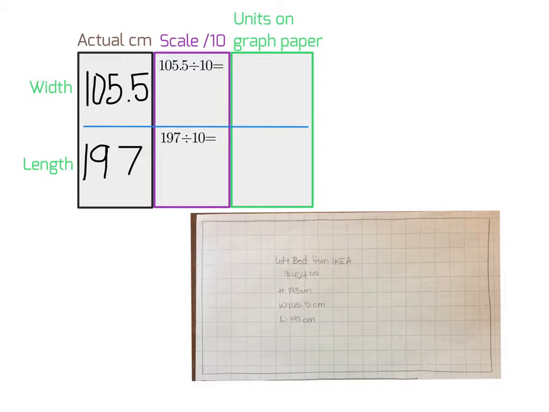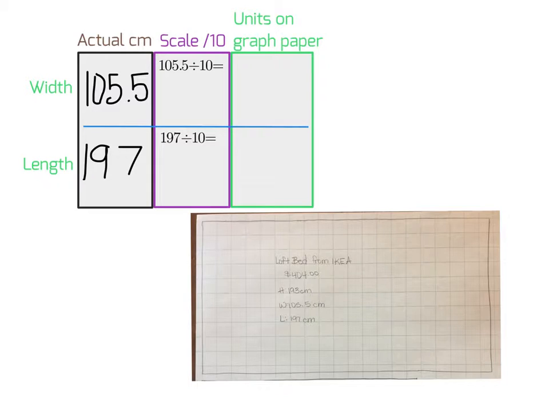So I've made a table to organize my information. Over here you'll see that I have my actual centimeters. And so my actual centimeters are what I got from the catalog in IKEA. This is how many centimeters the width and length are of the loft bed. Make sure that you're looking at centimeters.